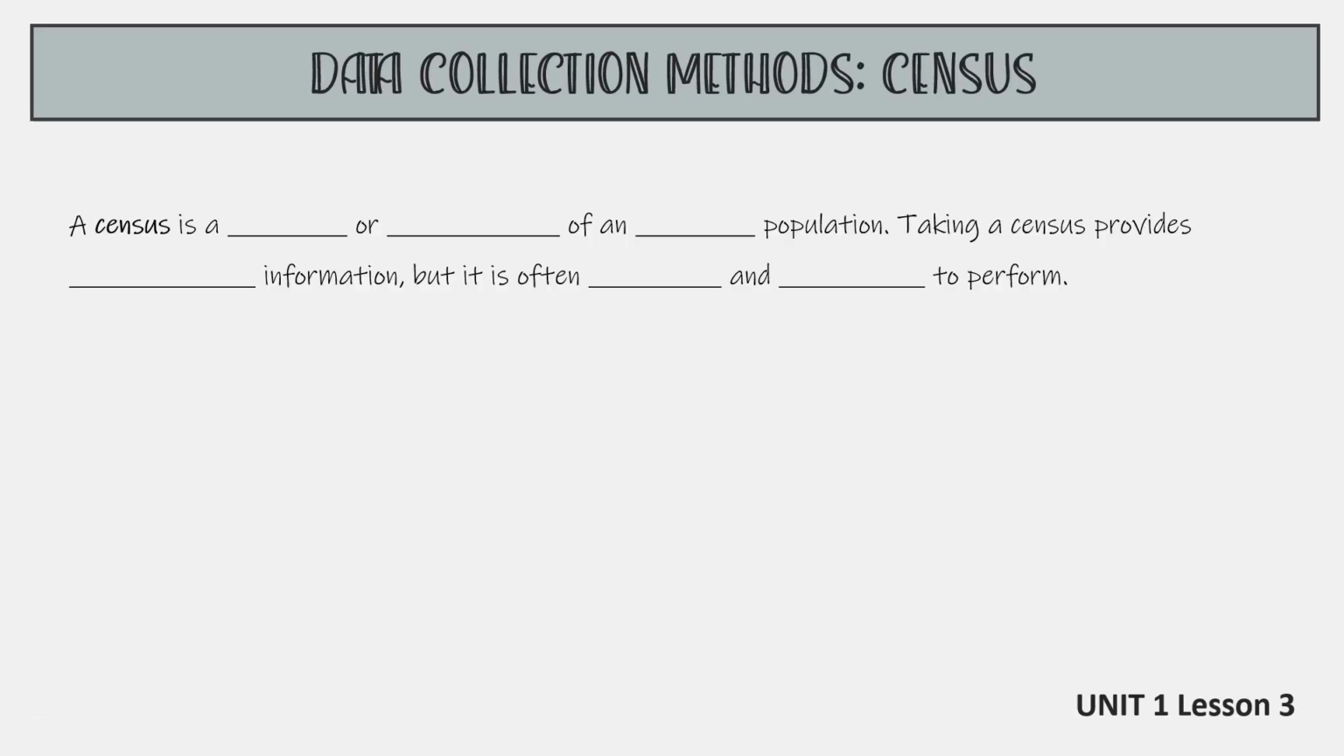Data collection methods. A census is a count or measure of an entire population. Taking a census provides complete information, but it is often costly and difficult to perform.